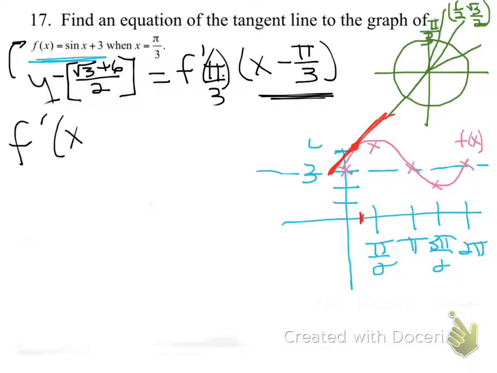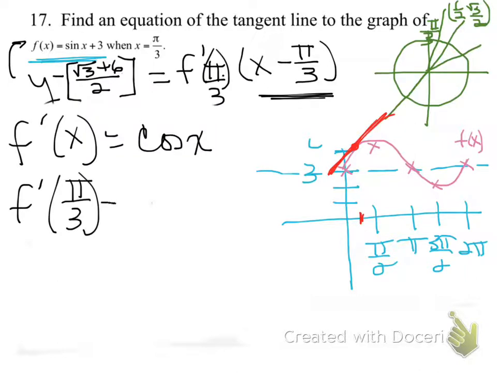So first we need f prime of x. So look at your original function. What's the derivative of sine x? That would be cosine x. What's the derivative of 3? 0. So f prime of x is just cosine x. So now f prime of pi over 3 has to be cosine of pi over 3.